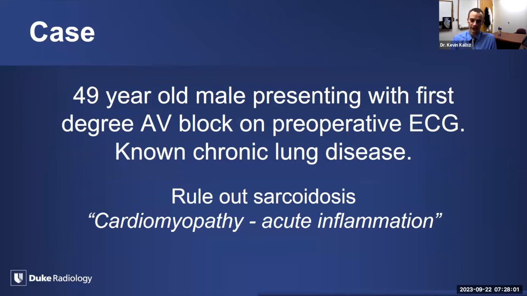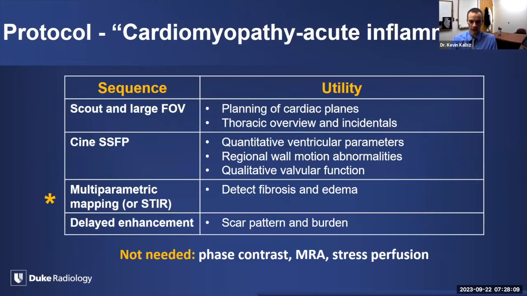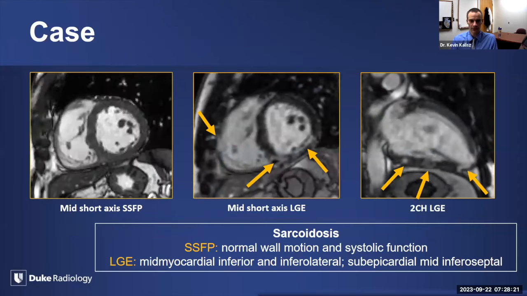This is a good kind of scenario. Usually these patients have known sarcoidosis, but this is a good scenario for the possibility of sarcoidosis. And I would do the same exact protocol as our last one here. Again, a combination of a viability cardiomyopathy protocol. Sarcoidosis can have an acute component, so I would make the argument for doing something to assess for edema.